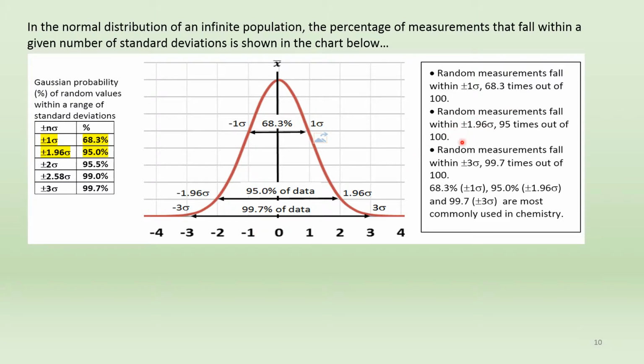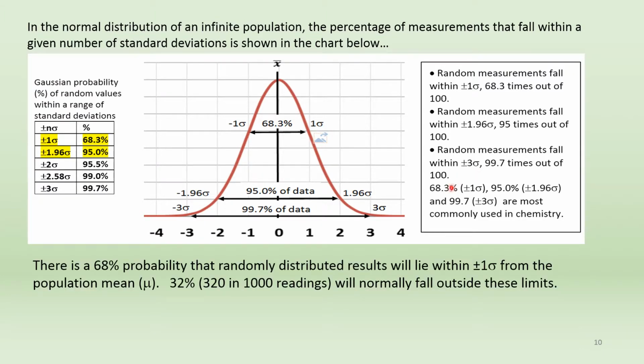Random measurements fall within plus or minus 1.96, so this is plus 1.96 and minus 1.96, just below 2 and just above negative 2. And that occurs 95.0% of the time, or 95 times out of 100. And random measurements fall within plus or minus 3 standard deviations, 99.7 times out of 100.